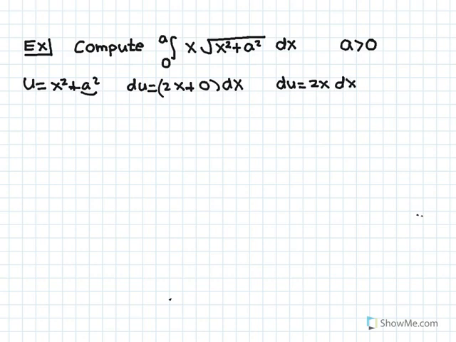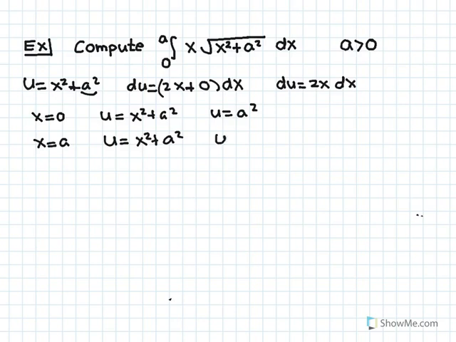Now we're going to have to transform the limits. So let's change the x limits to the u limits. X equals 0, the lower x limit, gets plugged into u is equal to x squared plus a squared. Plugging x equals 0 in, we get u is equal to a squared. X is equal to a, that's the upper x limit. Plug that into u is equal to x squared plus a squared. We get u is equal to a squared plus a squared, which is 2a squared.